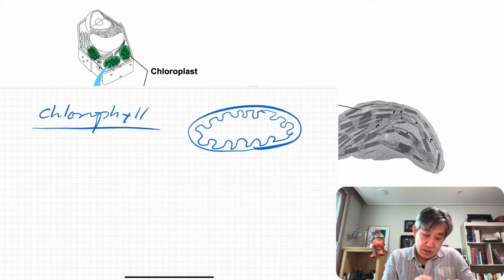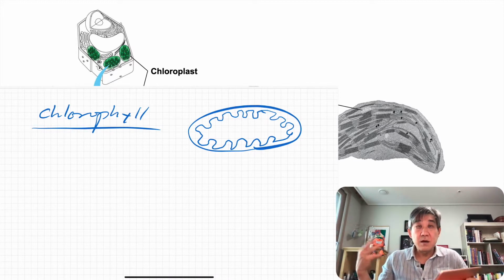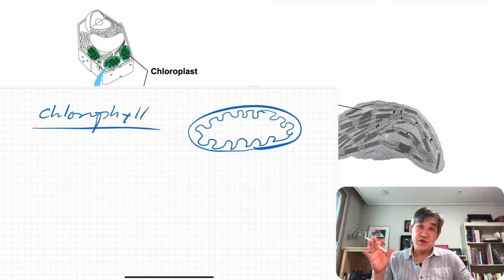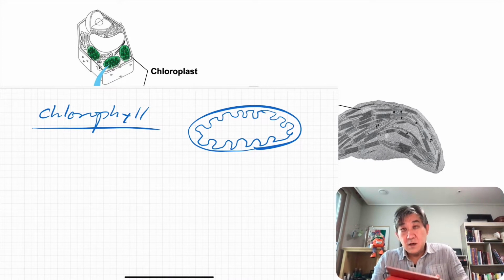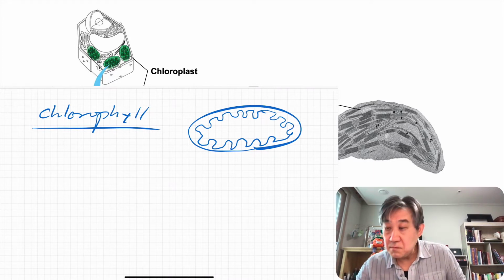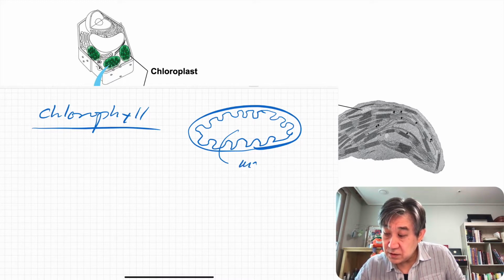Now, as you can see, the folding of such inner membrane has been achieved to the level of highly stacked internal sac-like structures, which originated from the extension of the inner membrane. Now we have some different terminology in the case of chloroplast. In mitochondria, we call the internal space the matrix.